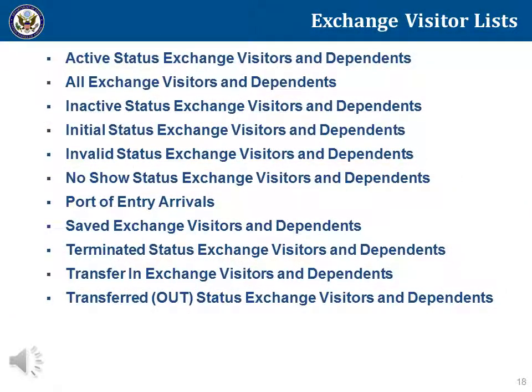This slide shows all the exchange visitor lists available for the sponsor officials. They are useful for performing various work tasks. Most of the list names are based on the status of the records and are self-explanatory. Saved exchange visitors and dependents is a list of records in draft status. The records on this list are automatically deleted by the system if they are not submitted within 45 days of the last save.